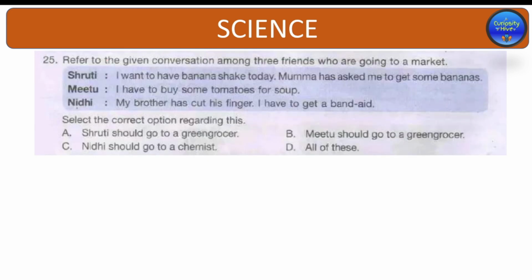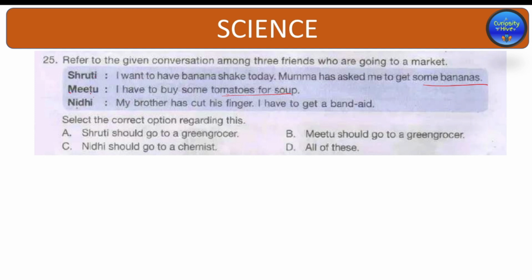Next question. Refer to the given conversation among 3 friends who are going to the market. Shruti says, I want to have banana shake today. Mama asked me to get some bananas. Neetu said, I have to buy some tomatoes for soup. And Nidhi said, my brother has cut his finger. I have to get a band-aid. Can you select the correct option regarding this?